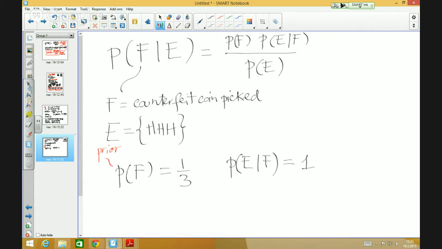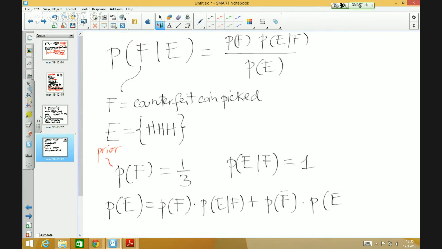Okay, now what is the probability of E? Let's write down the scary formula, which is not scary at all. This is the probability of F times the probability of E given F, plus the probability that I don't pick the counterfeit coin, so I picked one of the 2 fair ones, times the probability that I get head, head, head when I pick a fair coin.